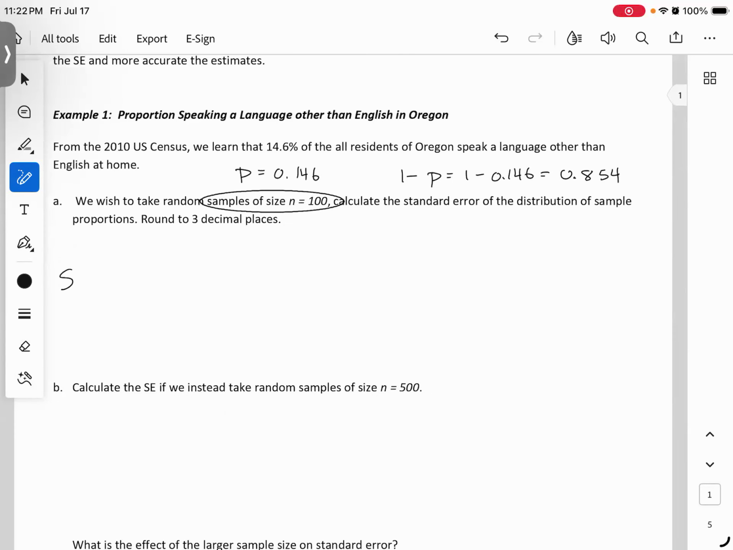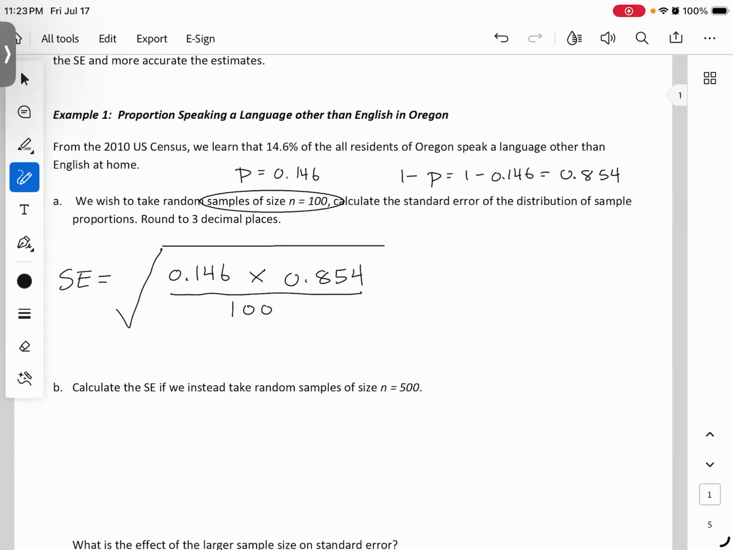And then they tell us right here, suppose that we're doing sample sizes of 100. And if we want to get the standard error rather than bootstrapping, the formula asks us to put that information in, which would be first the proportion, which is the 0.146, times the complement, which would be 0.854, and then divided by the 100. But then you would do the square root of all of that information.